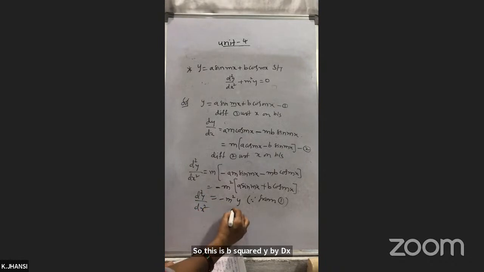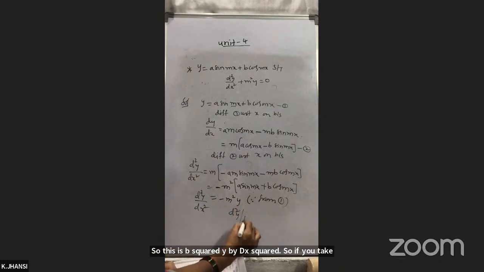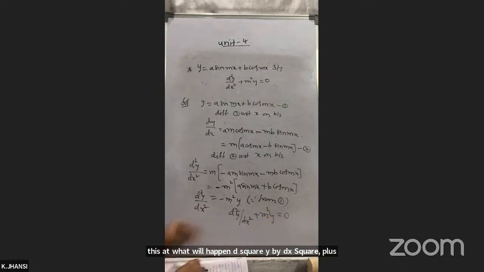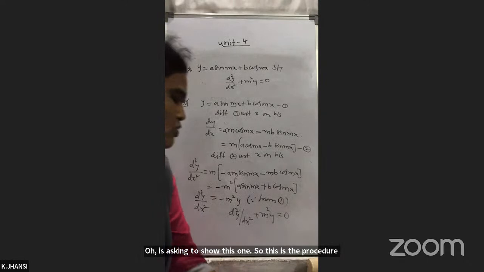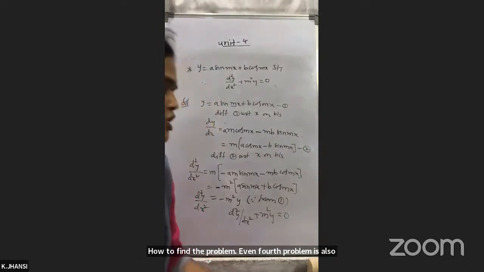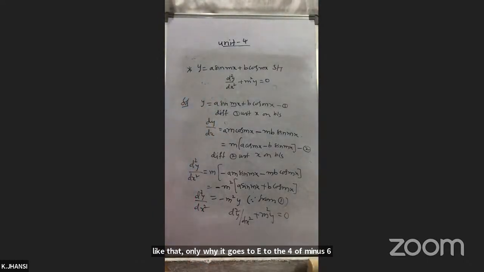Okay. So this is d square y by dx square. If you take this to the other side, what will happen? d square y by dx square plus m square y equals 0. So he's asking us to show this one. Okay. So this is the procedure for how to do the problem. Even the fourth problem is also like that only: y equals e to the power of minus x cos x, then show the fourth order relation that is given. So like this, continuing, we have to do the fourth order and you have to see that one.